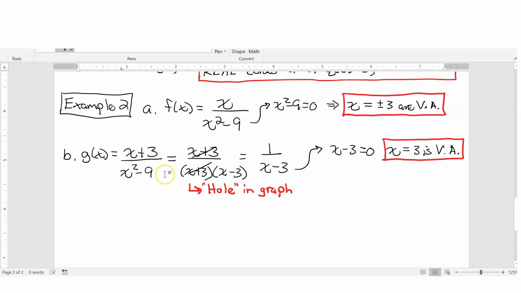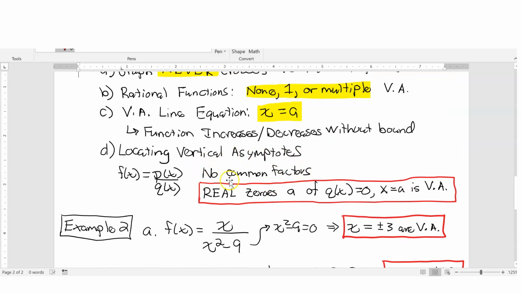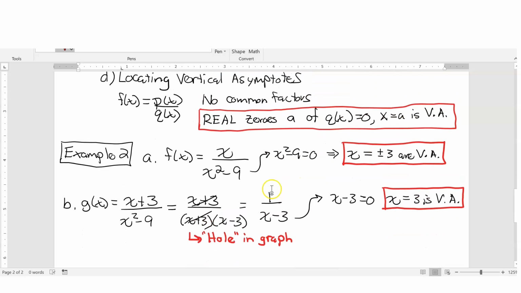And so this is a nuance with the graphs of rational functions. Even though in the original denominator minus 3 would cause division by 0, there is a simplified form of the function where that value would not cause division by 0. So this zero of minus 3 will actually show up as a hole in the graph. And that's what your text is referring to when, if there are no common factors between p of x and q of x, then any zeros you identify from q of x will be vertical asymptotes. In this case, minus 3 is not a vertical asymptote.